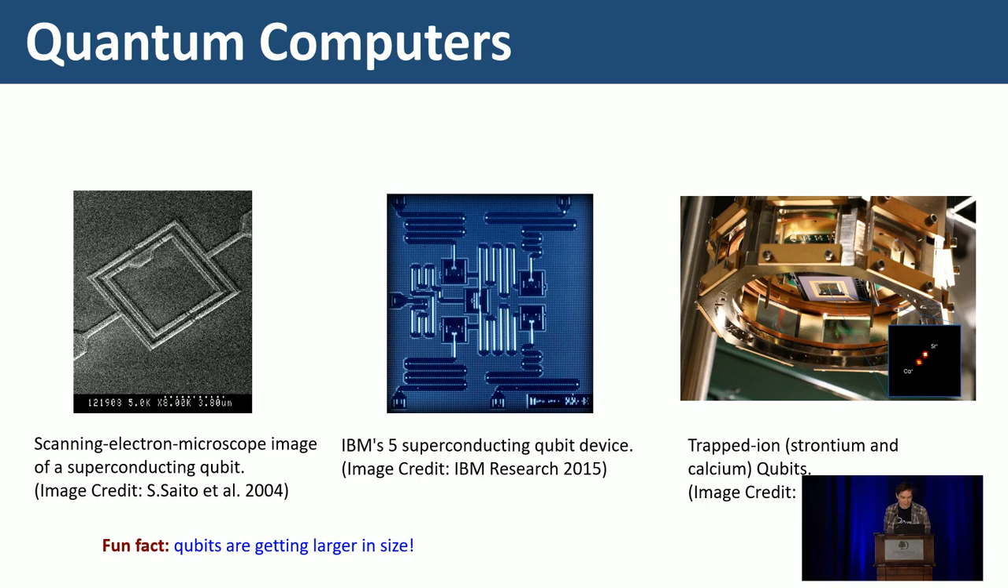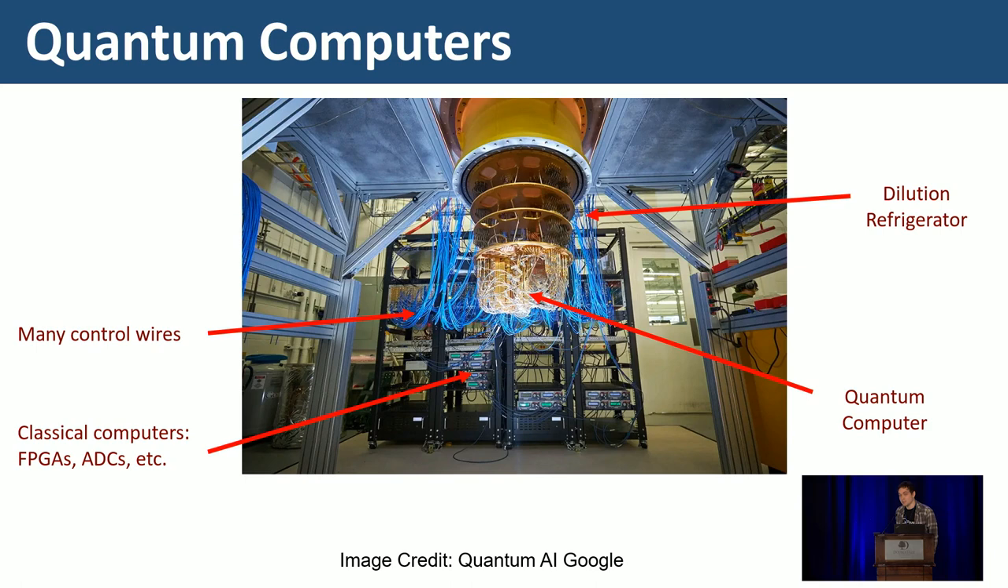A fun fact is that qubits are getting larger in size. On the left-hand side, we have a small quantum computer of about 2.5 micrometers, while the second one is around 300. Why is that? Well, it's because we have to make a trade-off. We have to be able to control quantum computers, so we need classical lines that connect to them. But we also want the quantum computer to be isolated. So we have to trade off between those two, and currently I think we've found that a larger qubit meets that trade-off.